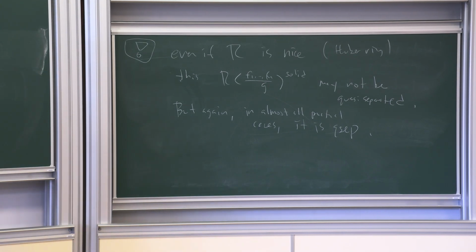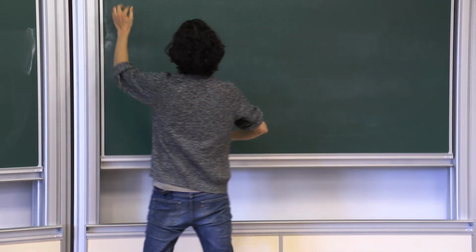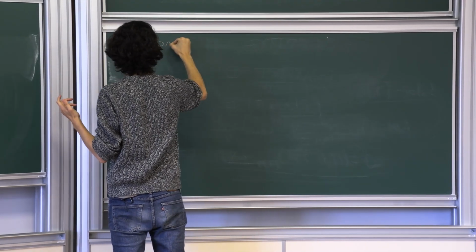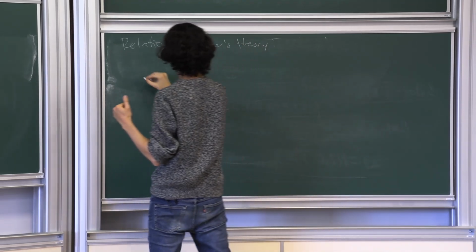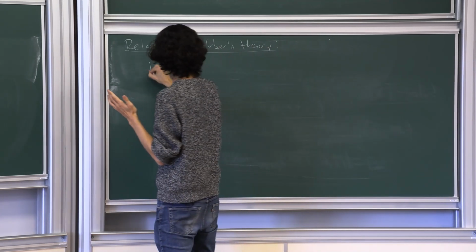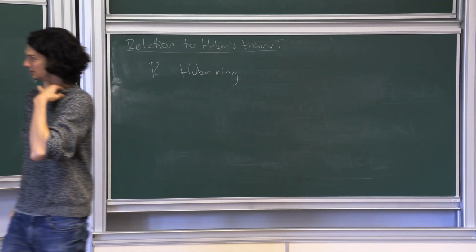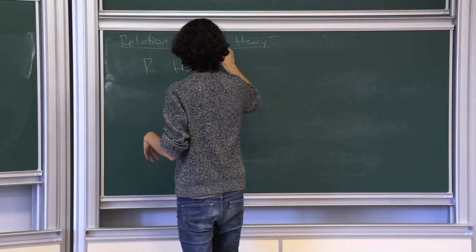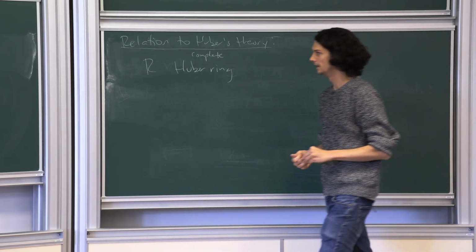So what I was trying to aim for is the relation to Huber's theory. I guess I probably won't get there. I think we'll definitely discuss this in more detail later, but just as a preview. So if R is a Huber ring, and don't worry if you don't know what that is, it's just a certain nice kind of topological ring that people use in non-Archimedean analysis. And let's say complete. Huber pair? No, just Huber. I'm just doing the rings now, I'm not doing the pairs.